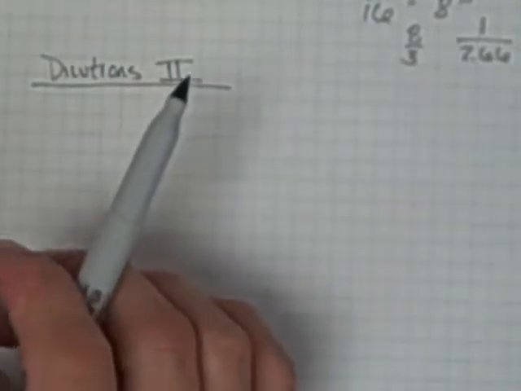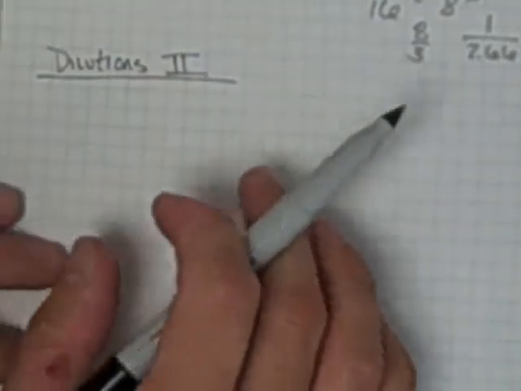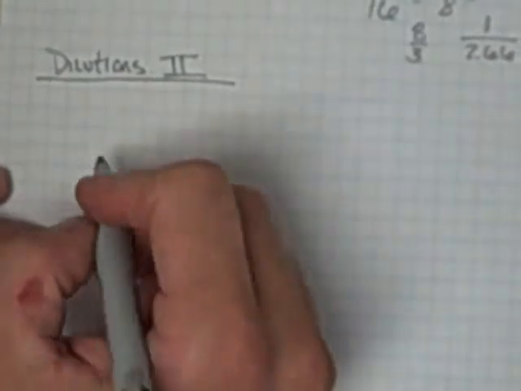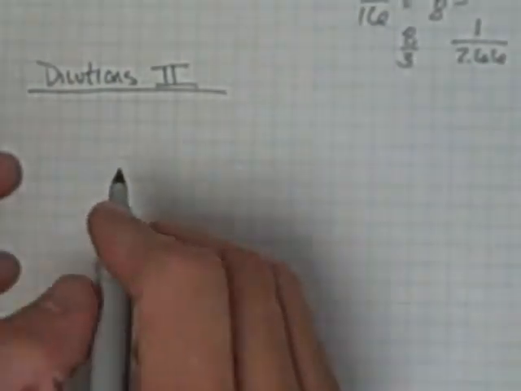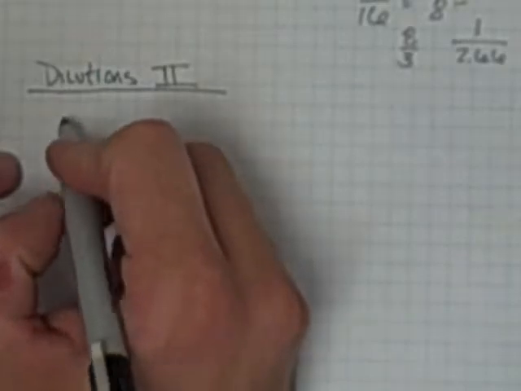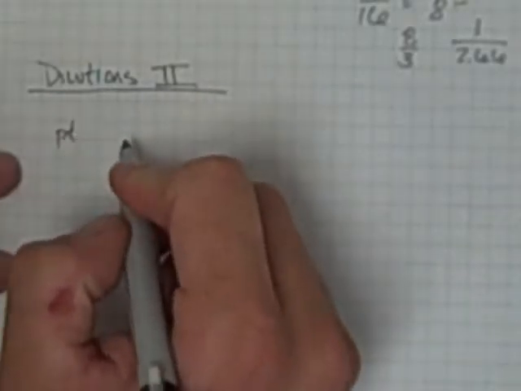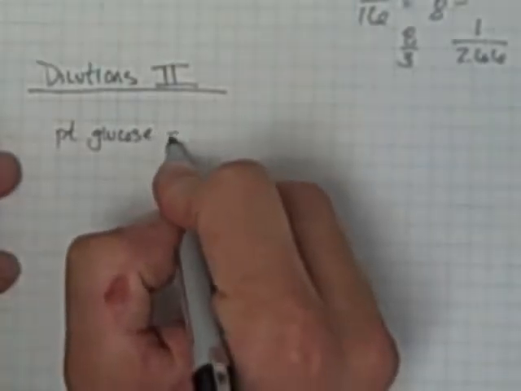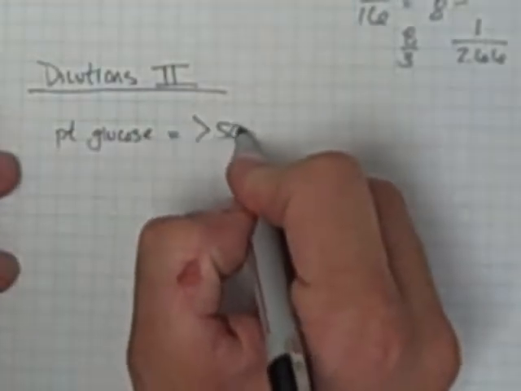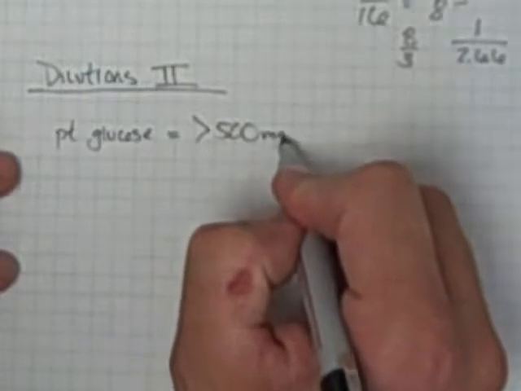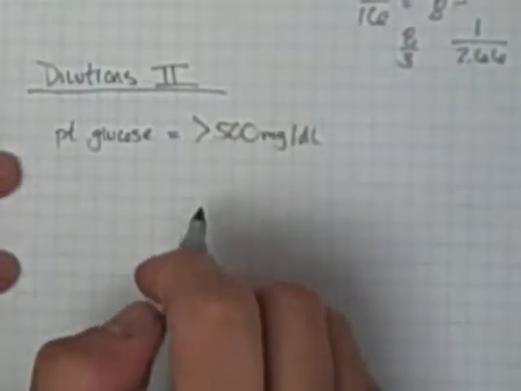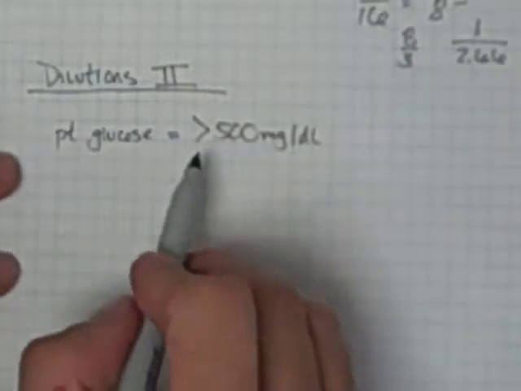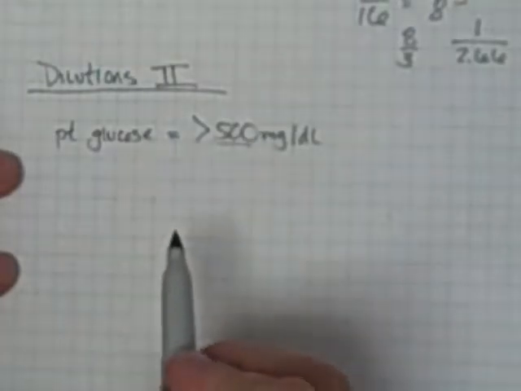Number 3 kind of works backwards, so I'm going to create one for you right here. Let's say that I'm working in the lab and I take a patient sample. Let's say this is a glucose level that I'm running. I run it on my machine and I get an error that says, hey, this is greater than 500 milligrams per deciliter. So let's assume that my instrument couldn't measure greater than 500.